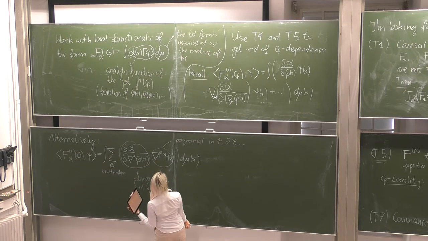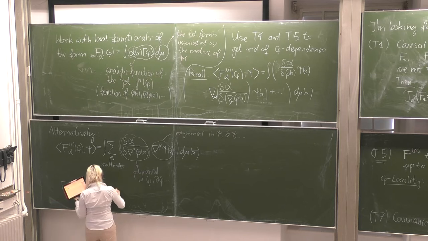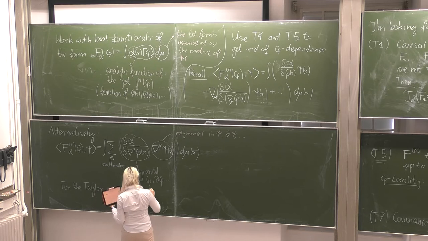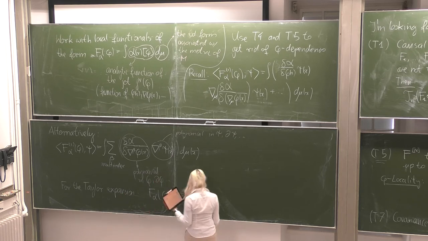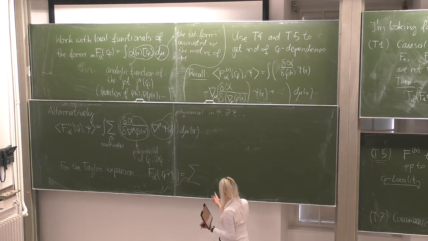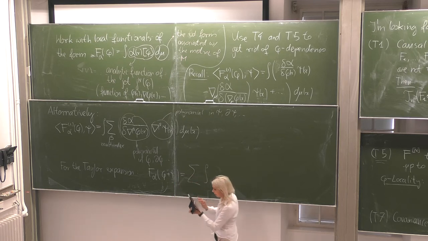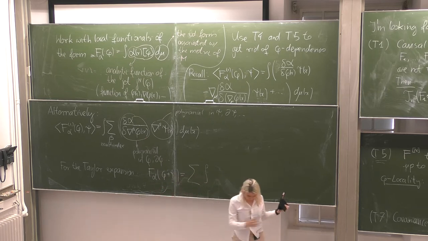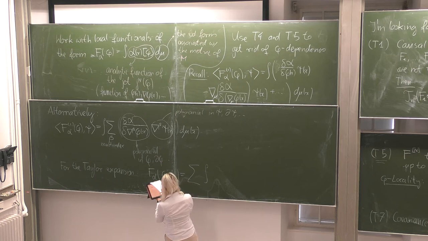So here we go. For the Taylor expansion, let's see. We have f alpha of phi plus psi. Now I have to write it as a big sum. And what do we have here? We have a sum, we have an integral, and we will have some kind of derivatives with respect to now more than one variable. So this is going to get extremely complicated. Let me try to maybe simplify it a bit.